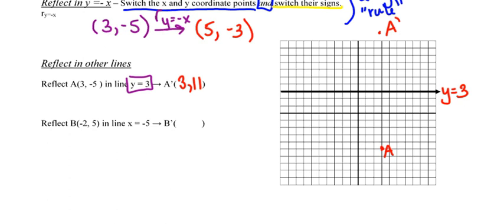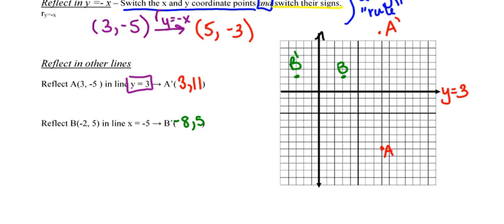And then to reflect the point with coordinates negative 2, 5, I'm going to go ahead and graph that point. Point B is right there. I want to reflect it in the line whose equation is x equals negative 5. So point B is 3 units to the right of that line. Its image, therefore, would be 3 units to the left. So again, because these lines are perfectly vertical and perfectly horizontal, I would use the graph in order to find their images.